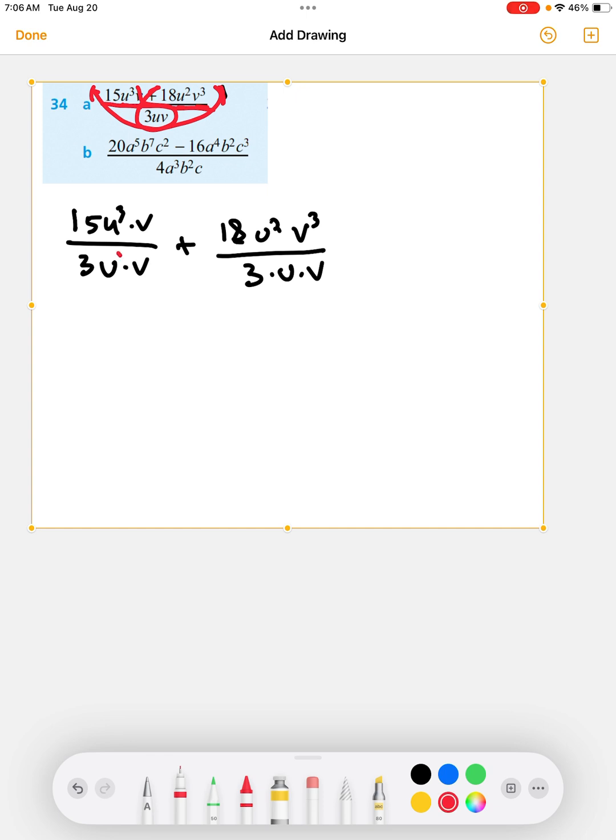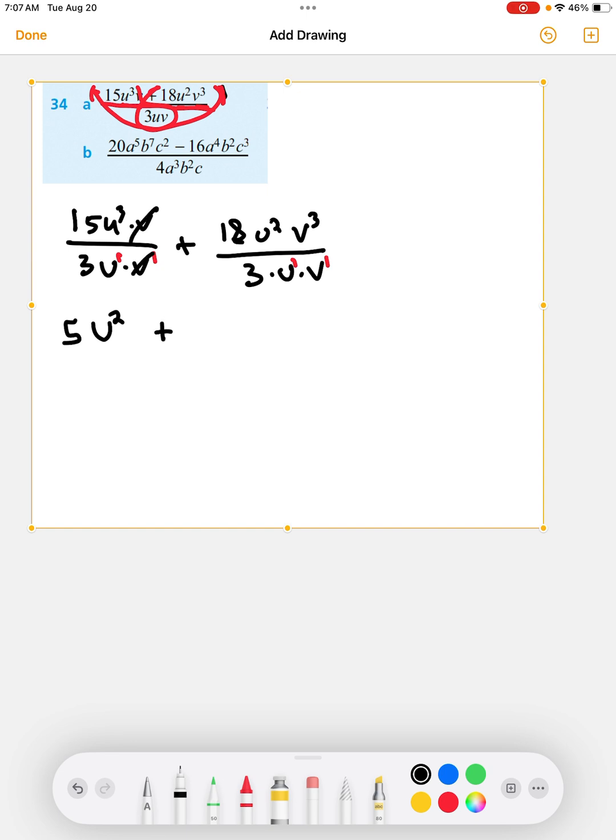Now, each of these has a little 1 on here that we just don't write, right? If it's 1, we don't write it. We can use some properties of exponents to solve this. The first thing we're going to do is deal with these numbers. 15 divided by 3 is 5. There's 3 u's in the numerator and 1 in the denominator. That's going to leave me with 2 u's in the numerator. And there's 1 v in the numerator and 1 in the denominator. That's going to leave me with no v's, right? The v's cancel each other out.